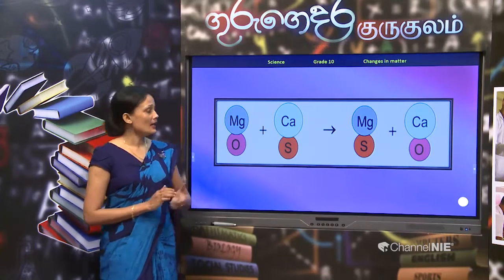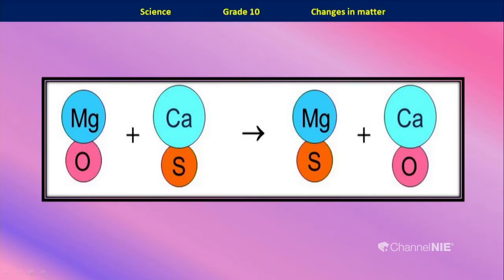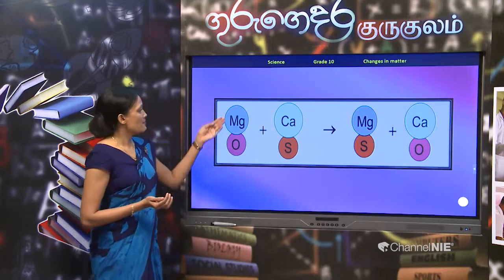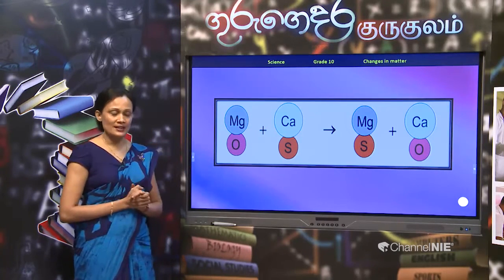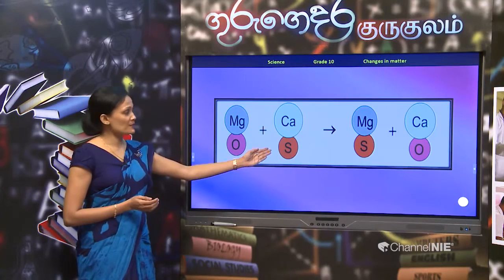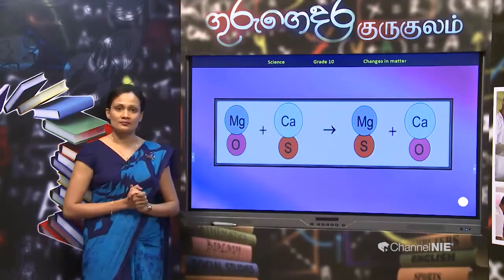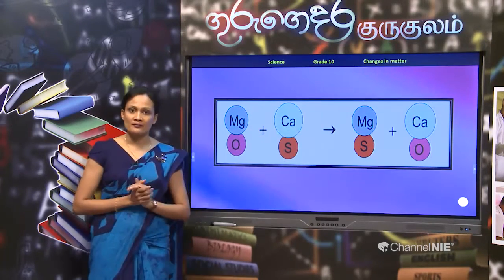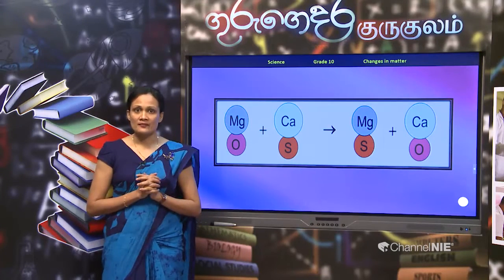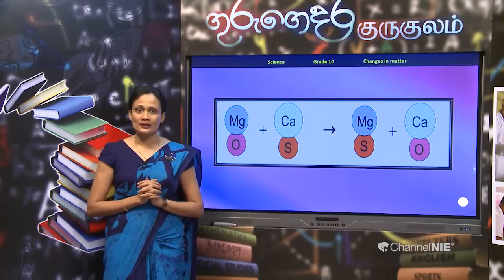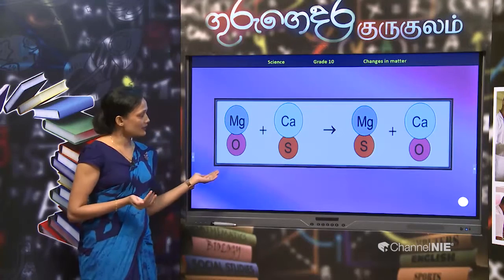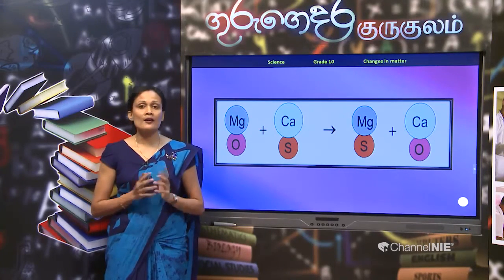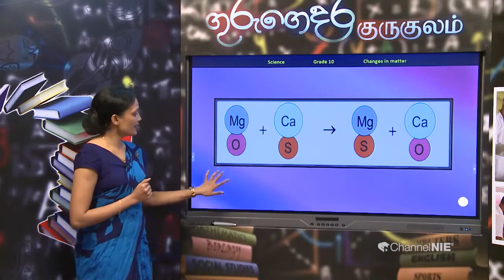Look at this one. Here the reaction between magnesium oxide and calcium sulfide is given. These are the products: magnesium sulfide and calcium oxide. Here what happens? Magnesium oxide reacts with calcium sulfide, meaning magnesium reacts with the sulfur present in that compound and makes magnesium sulfide. And calcium reacts with oxygen present in the compound and forms calcium oxide. The two elements are displaced and form into other compounds. That's why we can consider this reaction a double displacement reaction.